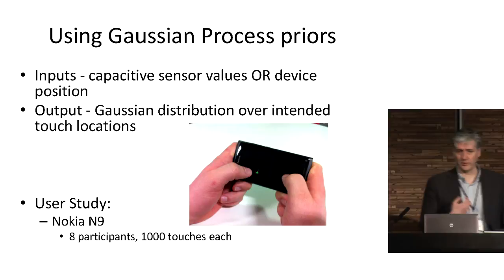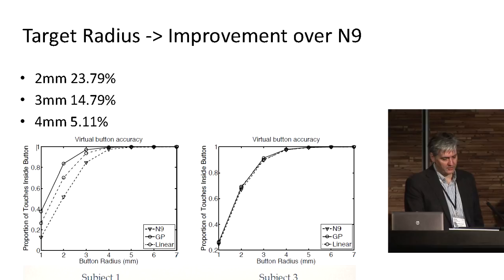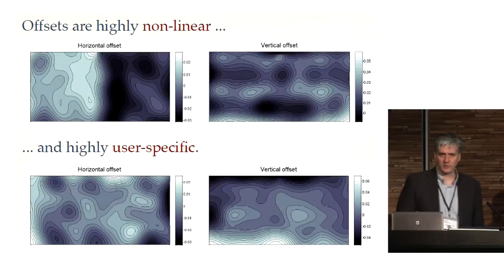So we were able to get information from the individual pads on the capacitive screen. Depending on the target size you're going for, the improvement you can get by learning an offset model can be significant. If you're going for very small targets, we were getting a 23% improvement. The offsets that were learned were very nonlinear. This was being held in landscape fashion, and so you can see the effect of somebody using left and right hand input.